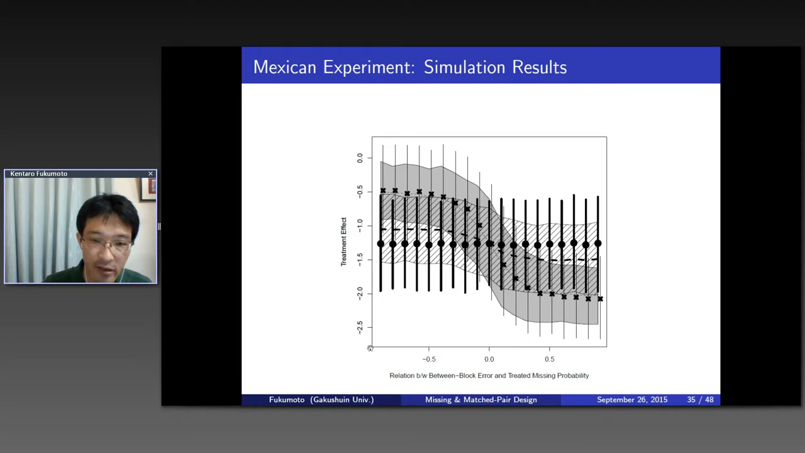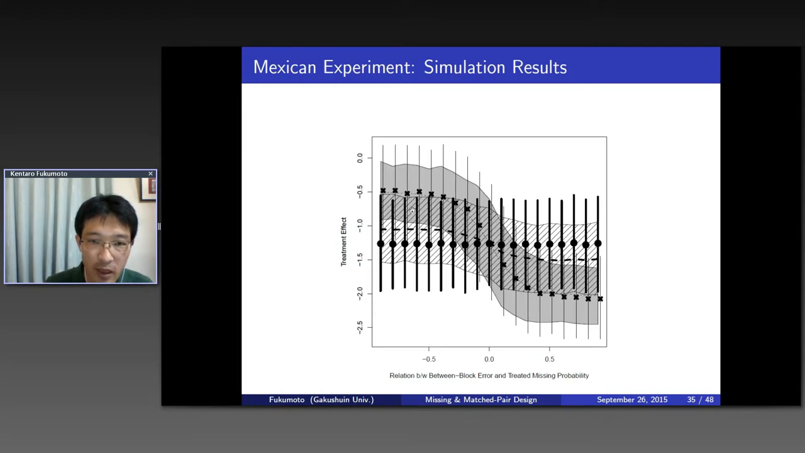Here's the result. The x-axis shows rho, that is the relationship between block factor and missing probability of treatment case. And the y-axis shows the estimated treatment effect. And these thick dots and thick line show the case of the blockwise deletion estimator. And actually, the true ATE is here, so it is almost the same as the point estimate of the blockwise deletion estimator. So this estimator is unbiased. This gray zone and thin dotted line shows the case of the unitwise deletion estimator. So this estimator is really biased.